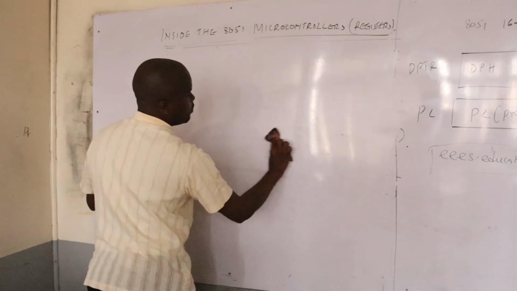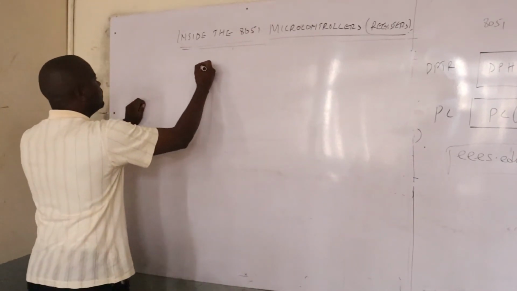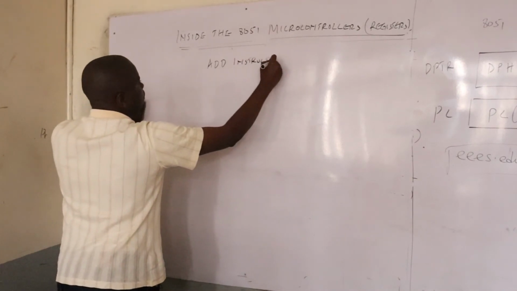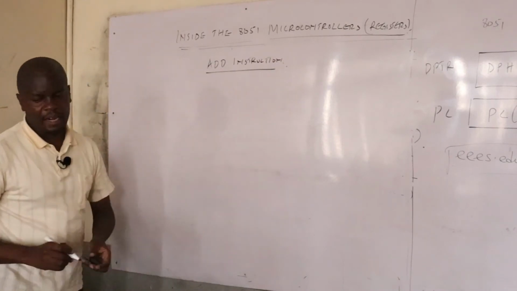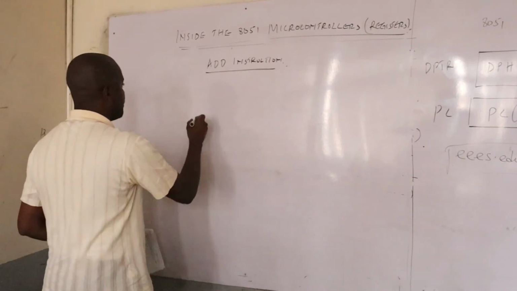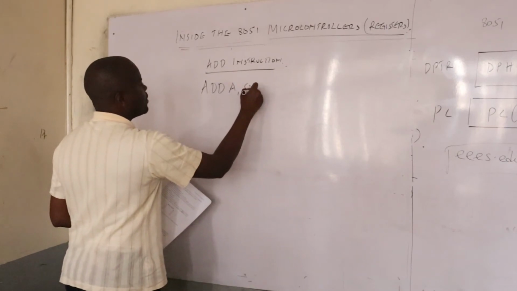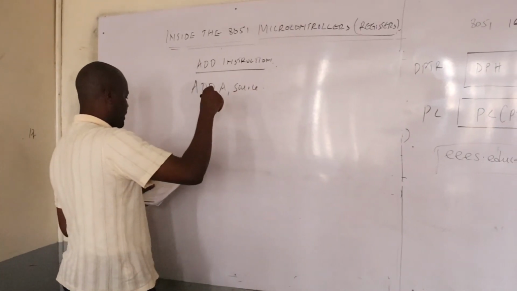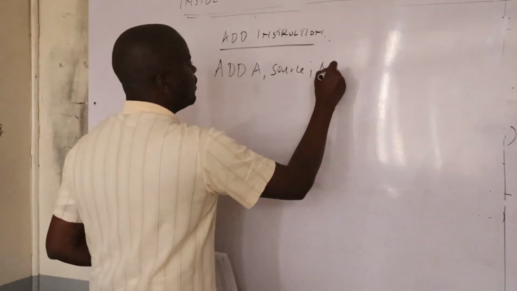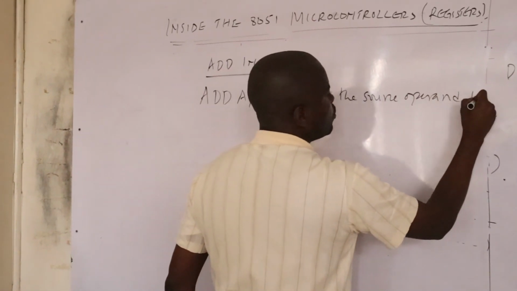So the next instruction that we are going to talk about is the add instruction. The add instruction usually has the following format. We have ADD A, source, which means you add the source operand to the accumulator.